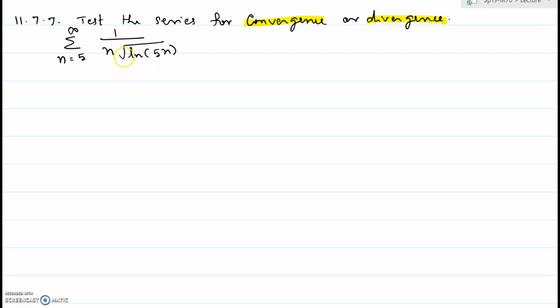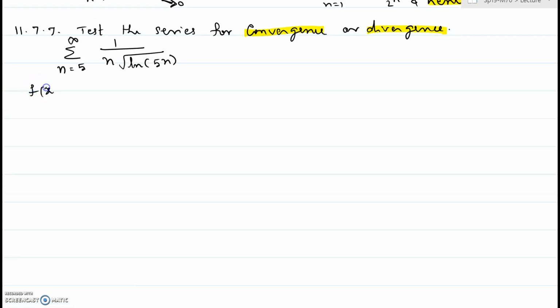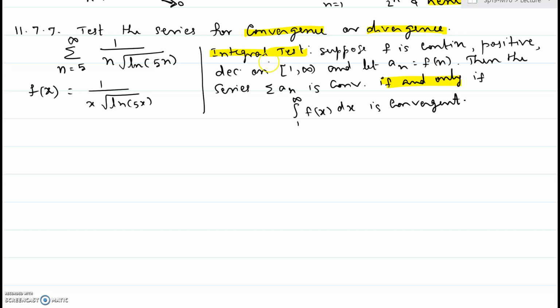So anytime you see ln and n appearing in either the numerator or the denominator only, then the integral test would be the best option for these problems. So we are going to apply the integral test. So we'll consider the related function f(x), which is equal to 1 over x times square root of ln of 5x.